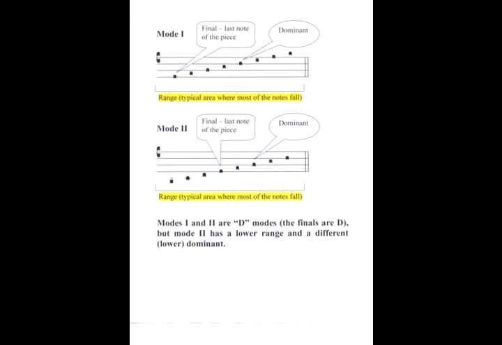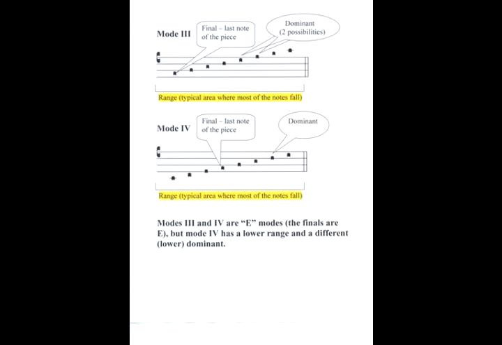The ranges, or the area in which most of the notes of a mode fall, are also different between the paired modes with the same finals. For mode 1, the range is D to D. For mode 2, the range is lower, from A to A. For mode 3, the range is E to E, but for its partner mode, 4, the range is B to B.